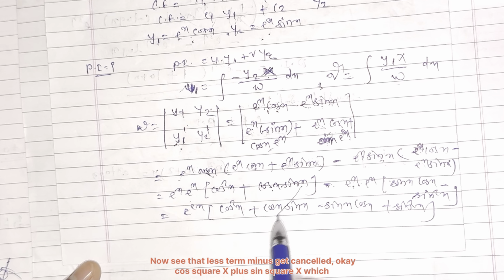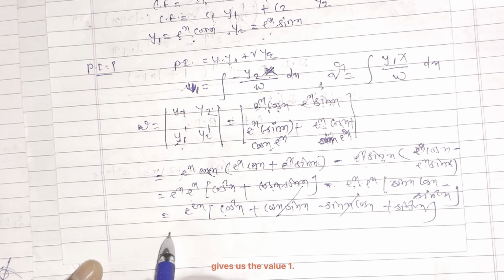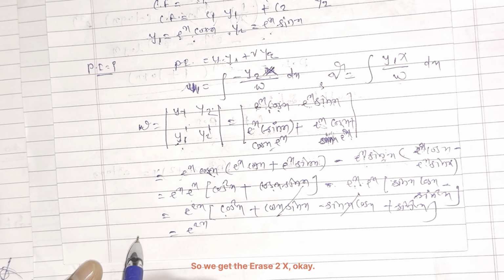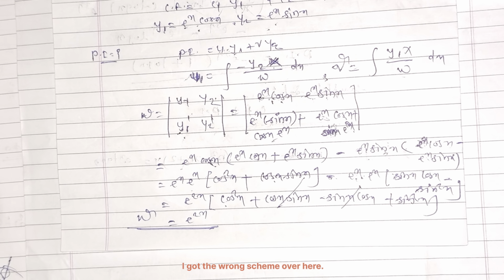Now see that the plus term and minus term get cancelled. Cos square x plus sin square x gives us the value 1. So we get only e raised to 2x. This one is our required Wronskian. I got the Wronskian over here.